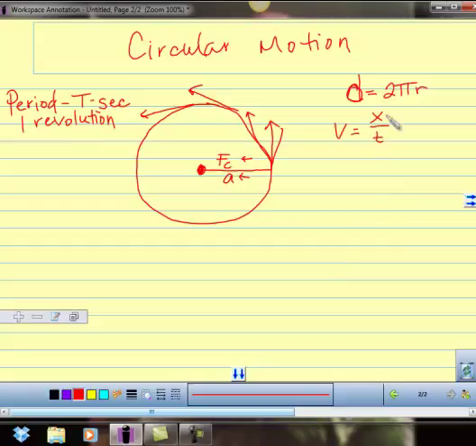So now we do have our velocity formula, but it is transferred into circular terms. So it is 2 pi r divided by the period T.